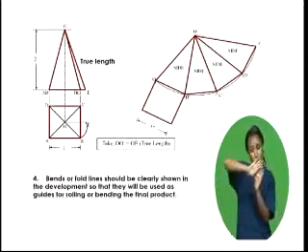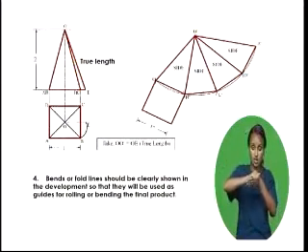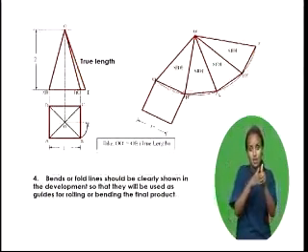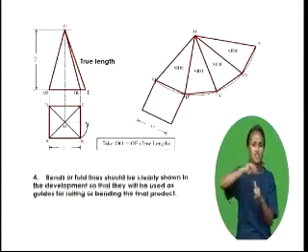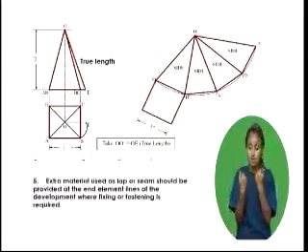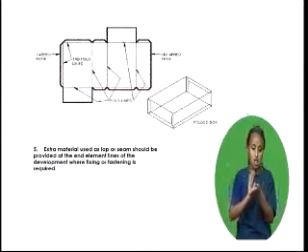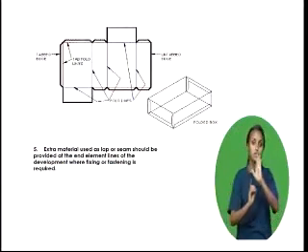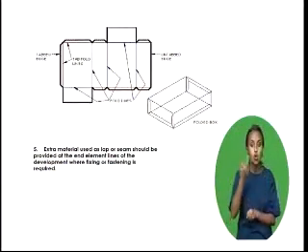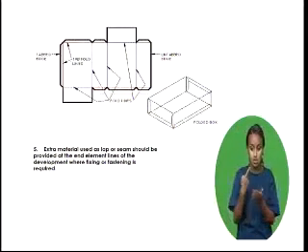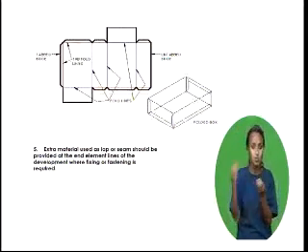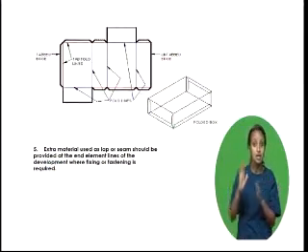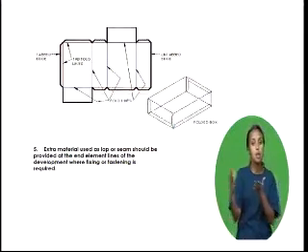Bends or fold lines should be clearly shown in the development so that they will be used as guides for rolling or bending the final product. Extra material used as lap or seam should be provided at the end element lines of the development where fixing or fastening is required. The amount of materials to be added varies depending upon the thickness of the material, the type of connection, and production equipment.